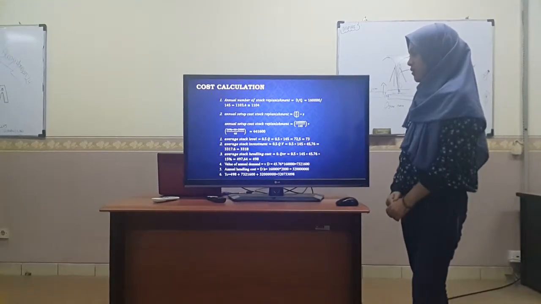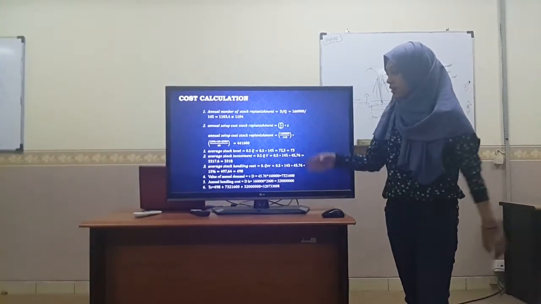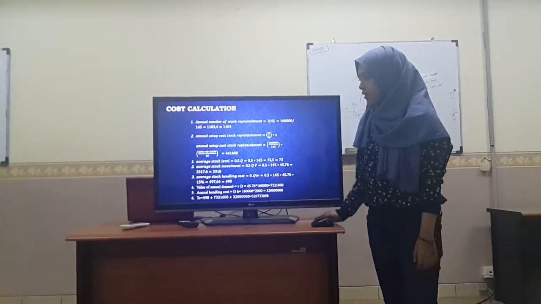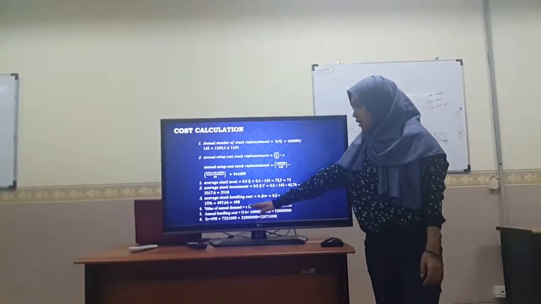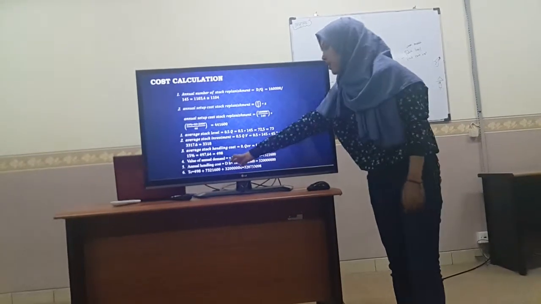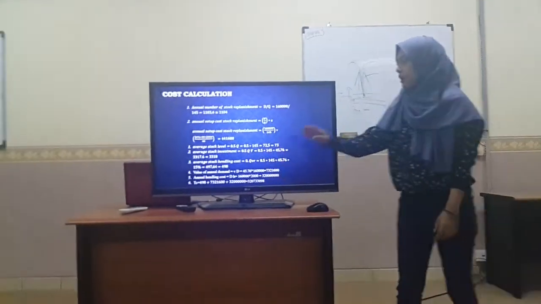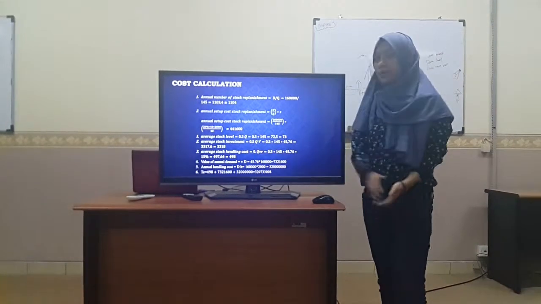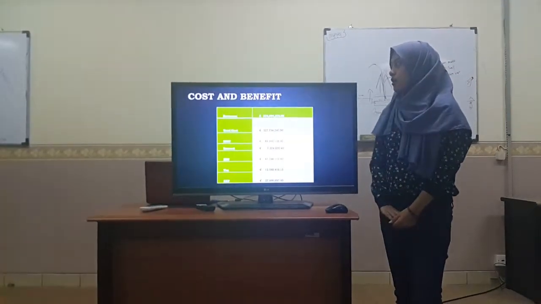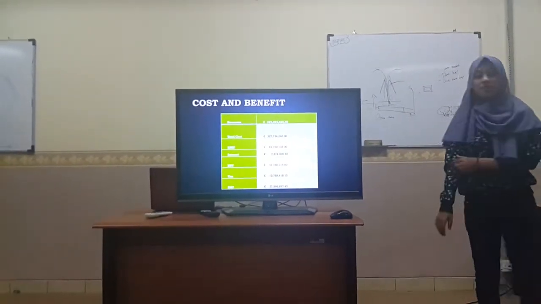And then we also calculate the average stock level here. After that, the average stock investment and the average stock handling cost, which is the handling cost in producing the product. And after that, the value of annual demand, which is P multiplied by demand, and the annual handling cost, which is demand multiplied by H, where H means the holding cost such as inventory cost, and this is the calculation. And for the R here we use 50%. Then the cost and benefit will be presented by Rafi.